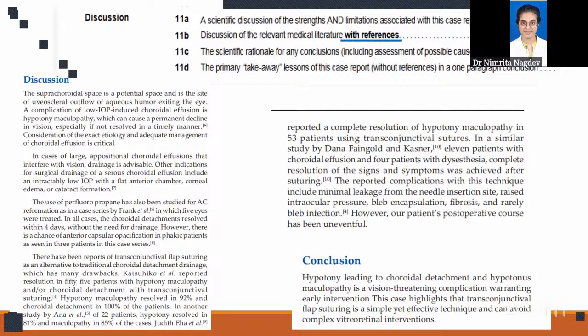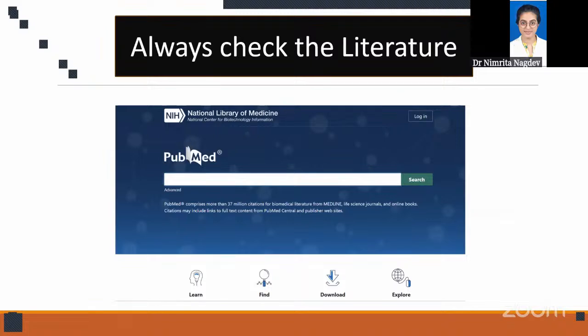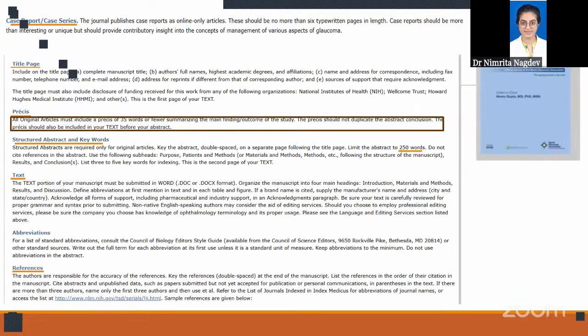Then coming to the discussion, always quote the references in the discussion, and you should always highlight the strengths and limitations of a study, and then conclude with the main take-home message of writing the case report. Always check the literature before writing, because we have to always write what is not reported and what is unique and rare. Every journal has a different format, so you can download any article from the particular journal and follow the pattern of that journal.